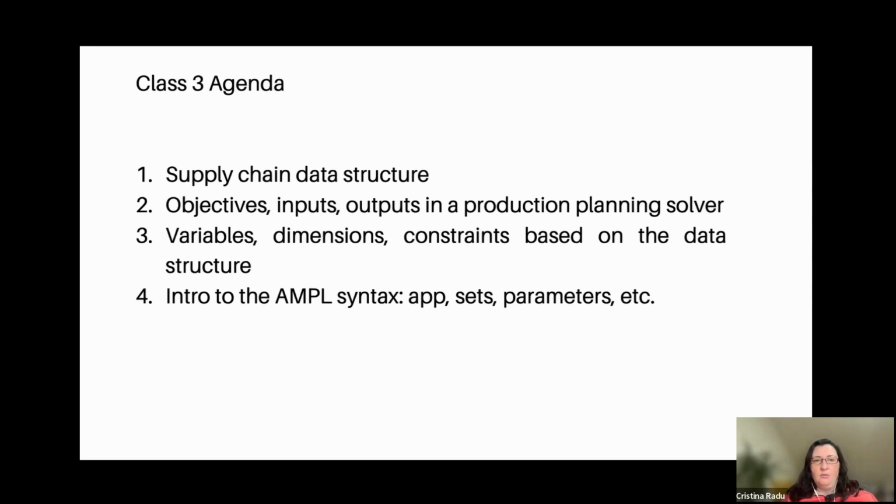And then how do we build the variables, dimensions, and constraints based on this data structure? Because it's always going to be the same type of variables, the same type of constraints. As I said, because the data structure is kind of fixed, the structure of the solver is fixed. And then Felipe will show you a little bit about AMPL. We are going to go to the app that you're going to use to model, and then talk about sets, parameters, and other things.